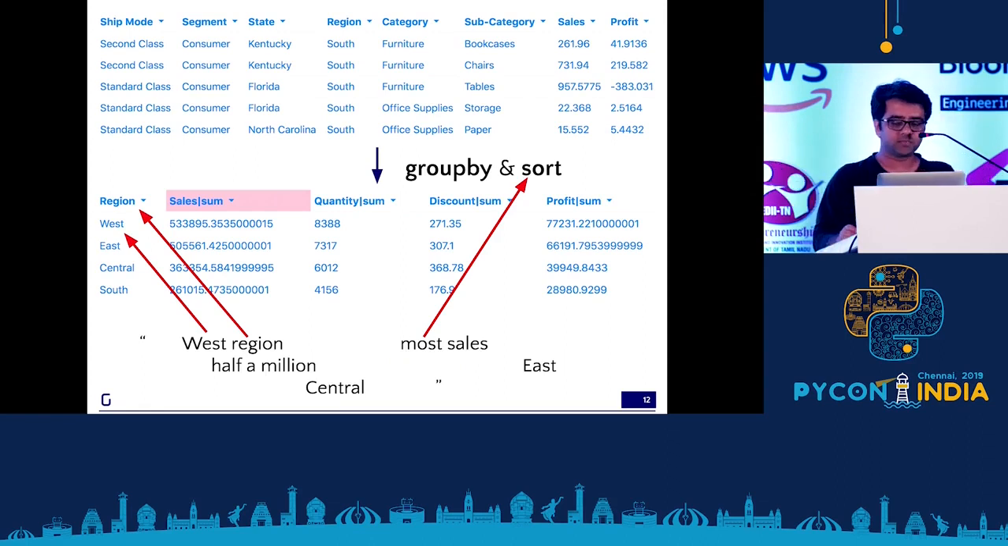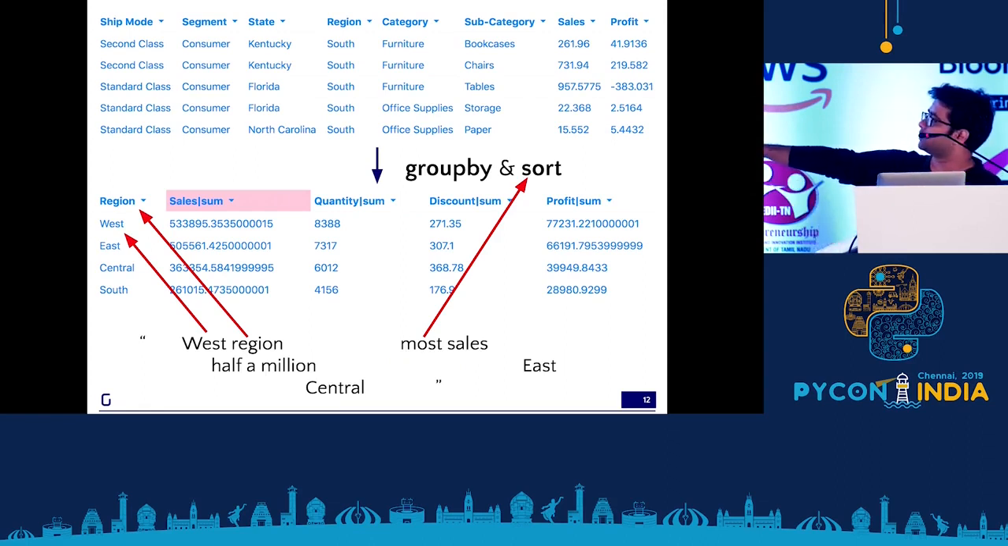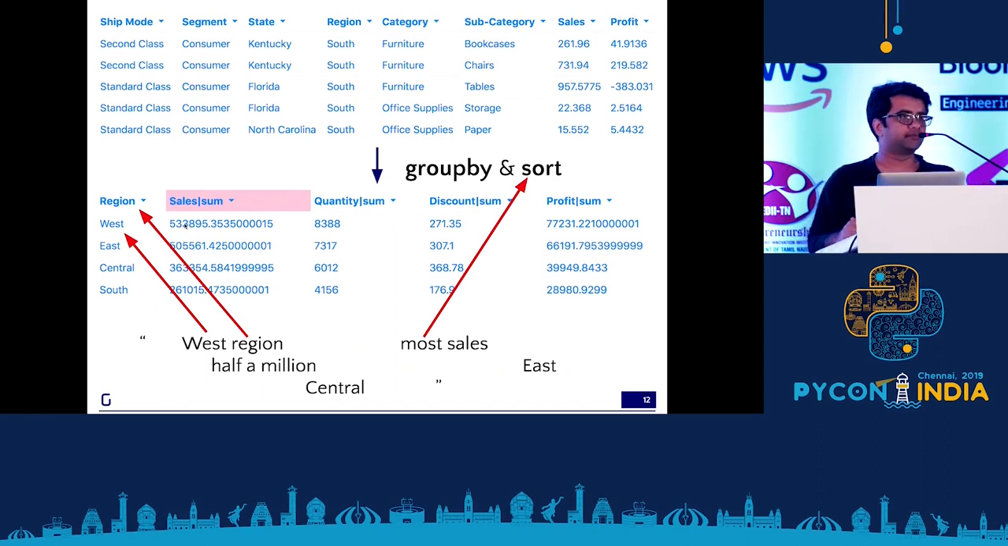And if it was something else, then I wouldn't write most. I'd write something else. Similarly, 500,000 is a humanized representation of this figure, 533 something, 533,000 something, right?